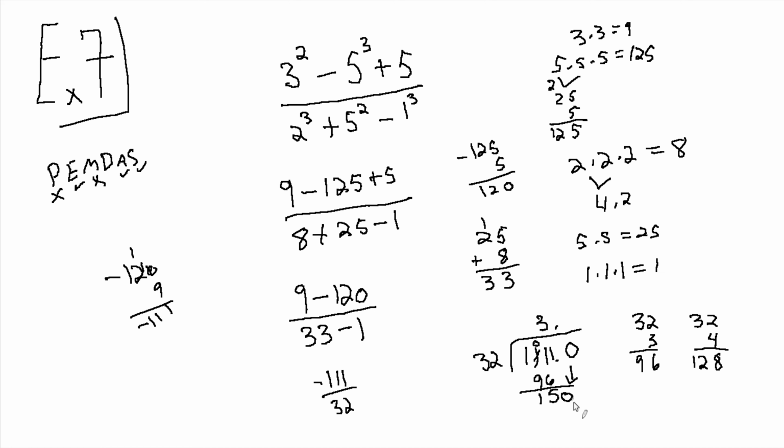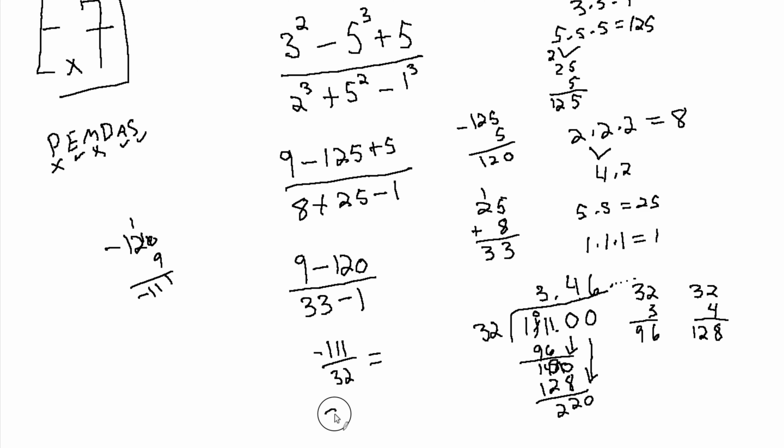15 is too small to be divisible by 32, so bring down the 0 and do 150. Well, we know that 32 times 4 is 128. That's close, so we got 128, and we'll put the 4 on top. We can do more decimal places if we bring down another 0. We're left with 22. Bring down the 0, we got 220.